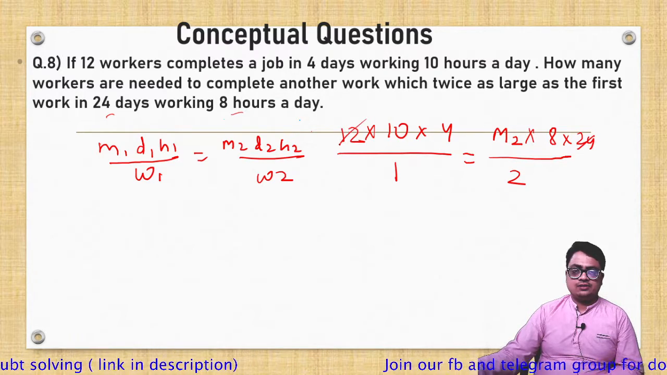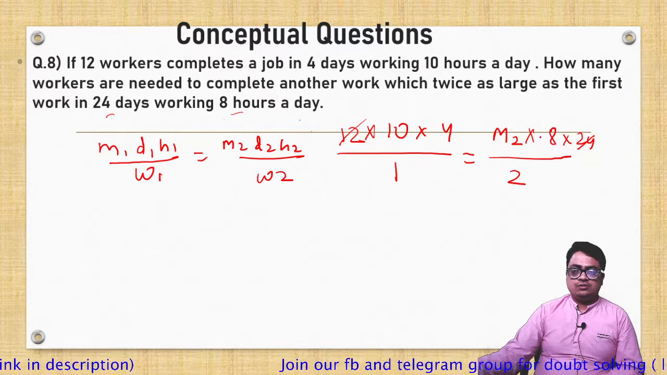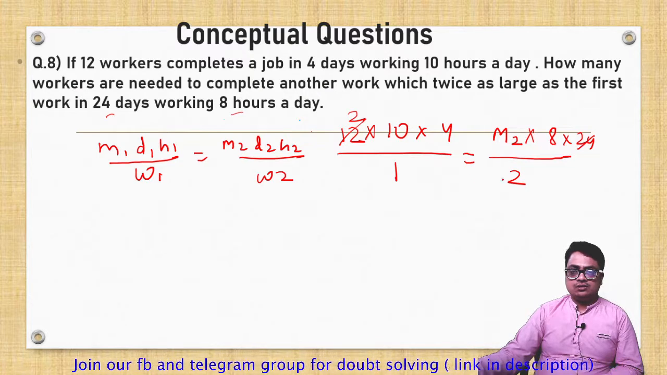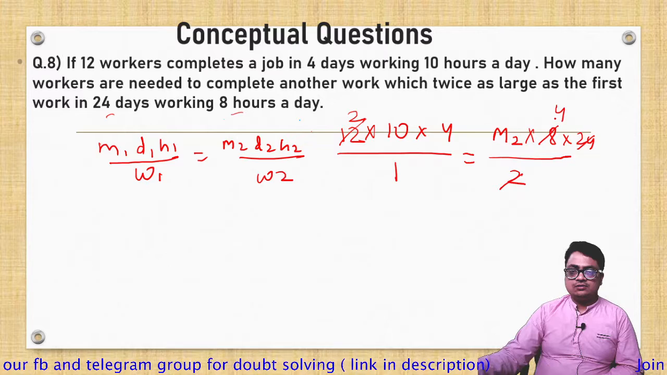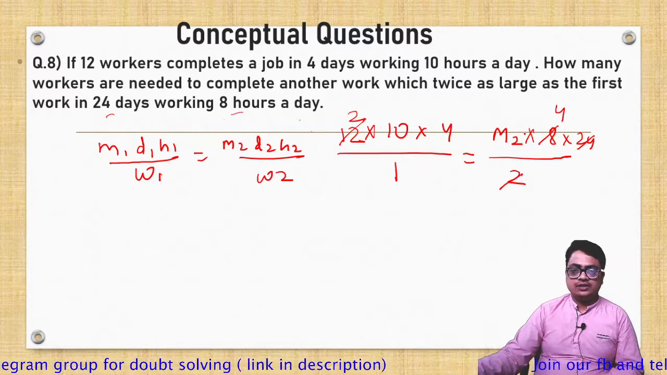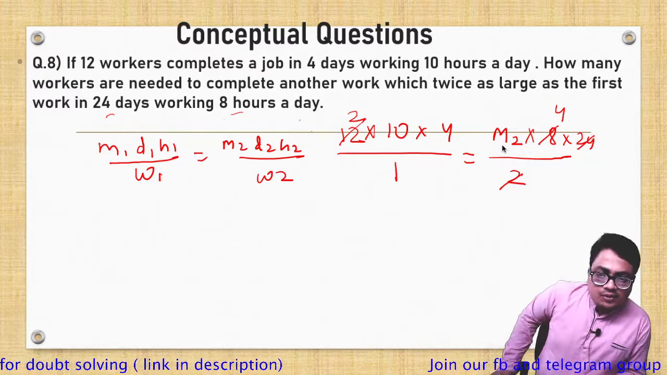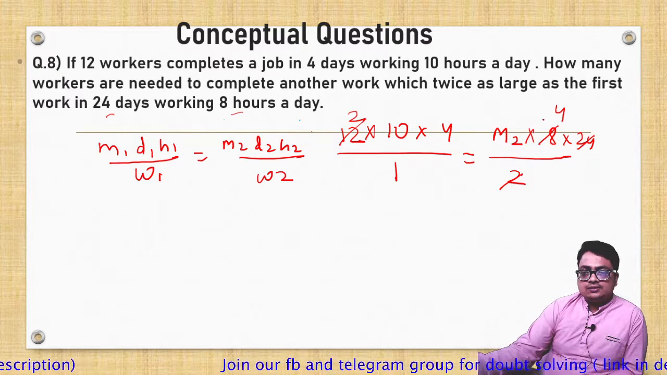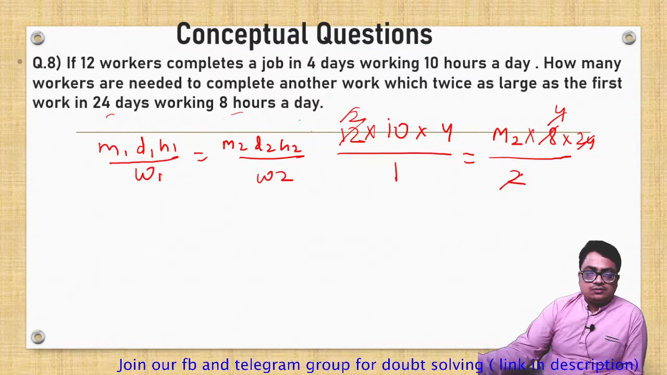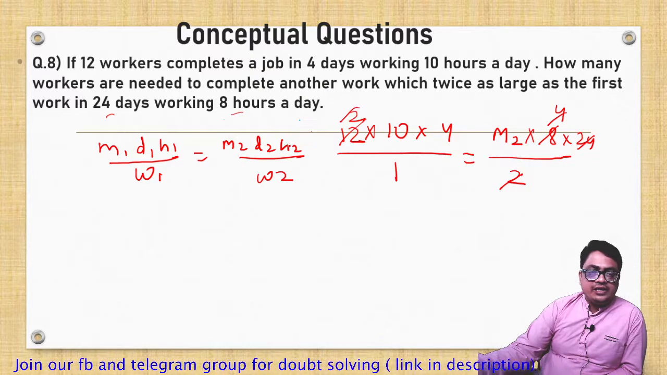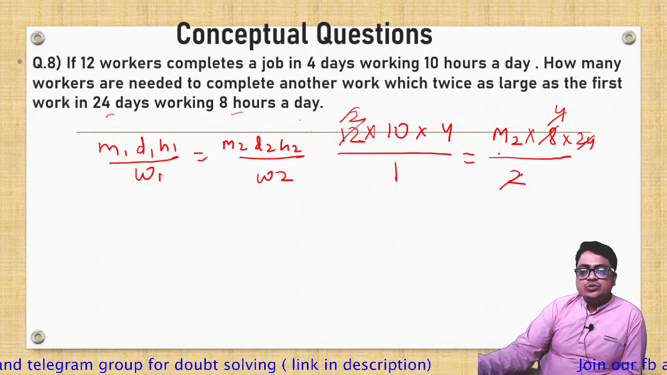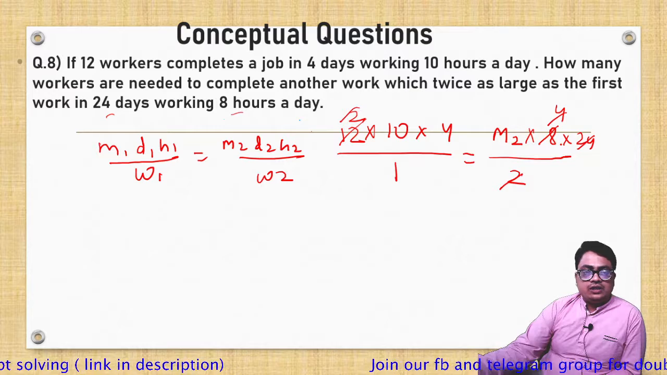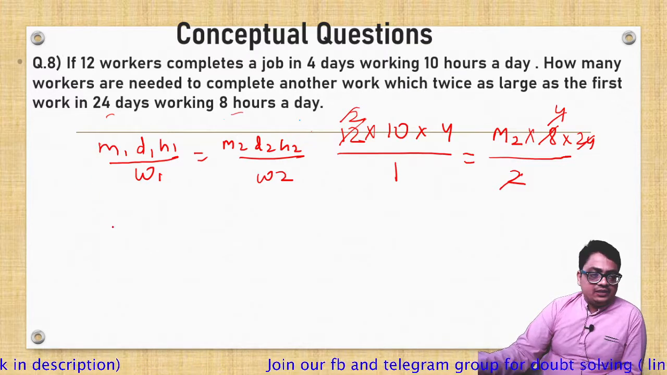So this will be 12, 2s are 24. The 4 and 4 also will be cancelled. M1 D1 H1, M2 D2 H2. Let me write it once again.